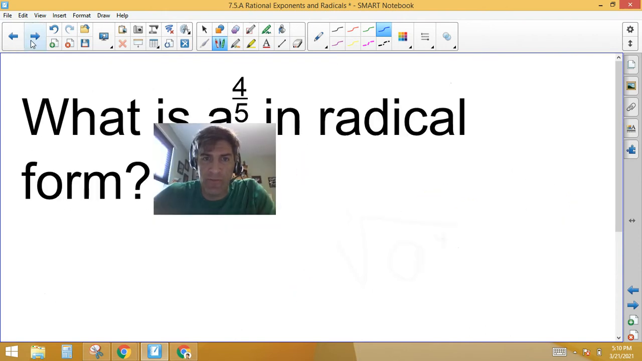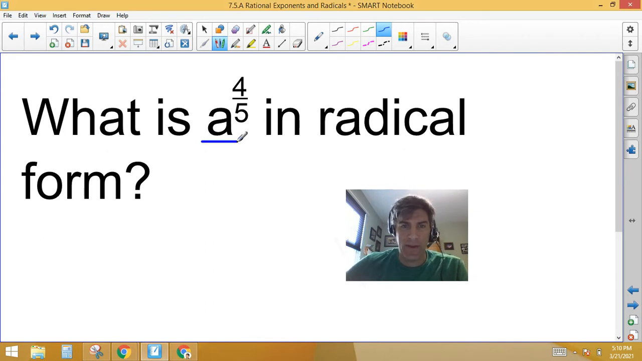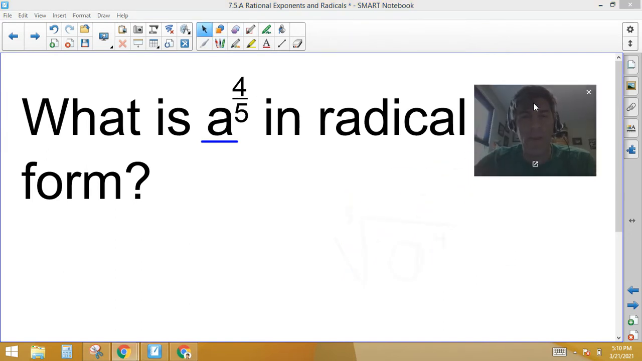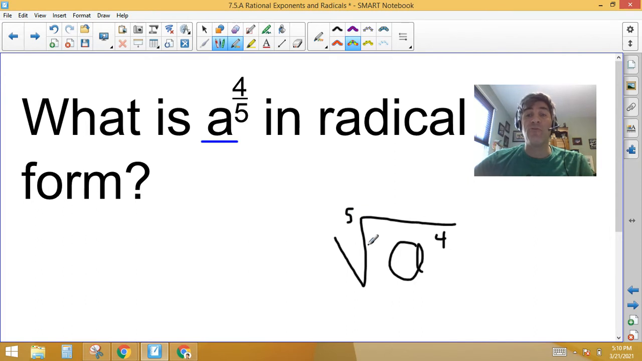Okay, so let's do some examples here. What is A to the 4/5 in radical form? Right now, this is an exponential because it has an exponent. What would it be in radical form? All right, Paul, I'm not going to make you answer this, but think about it. A would be my radicand. The 5, since it's my denominator, would be my index. So it would be the fifth root of A to the fourth power.